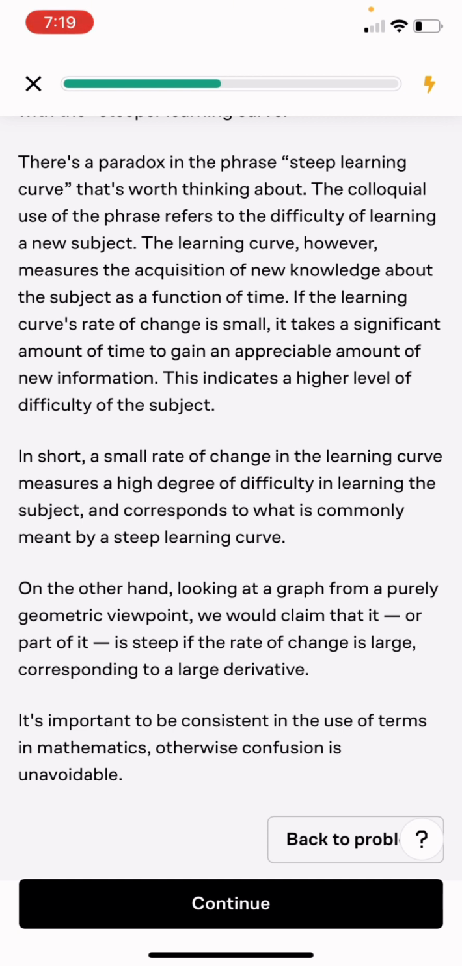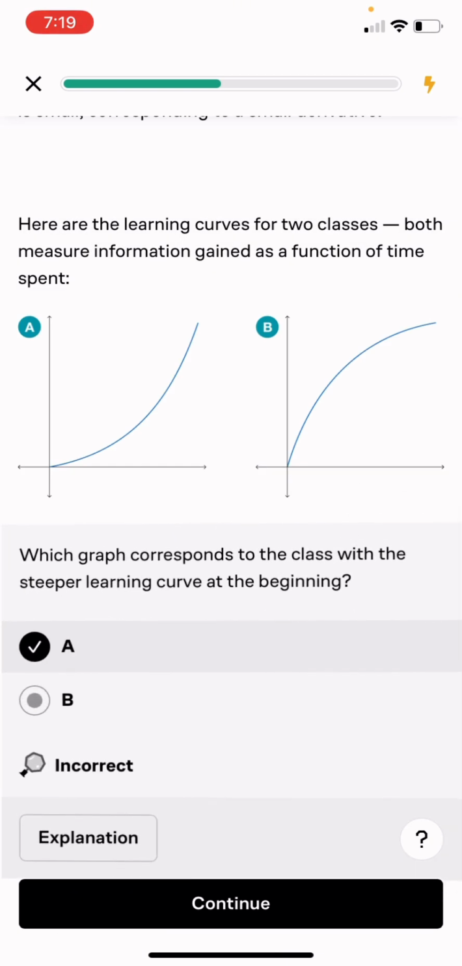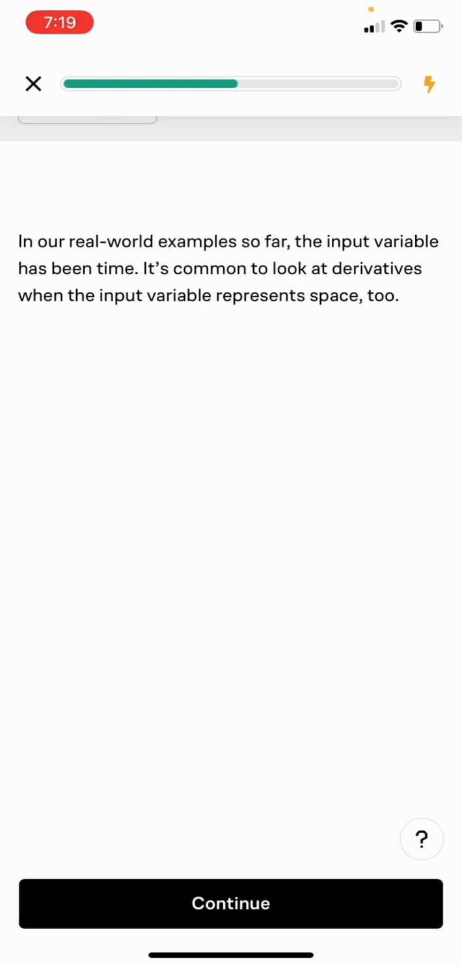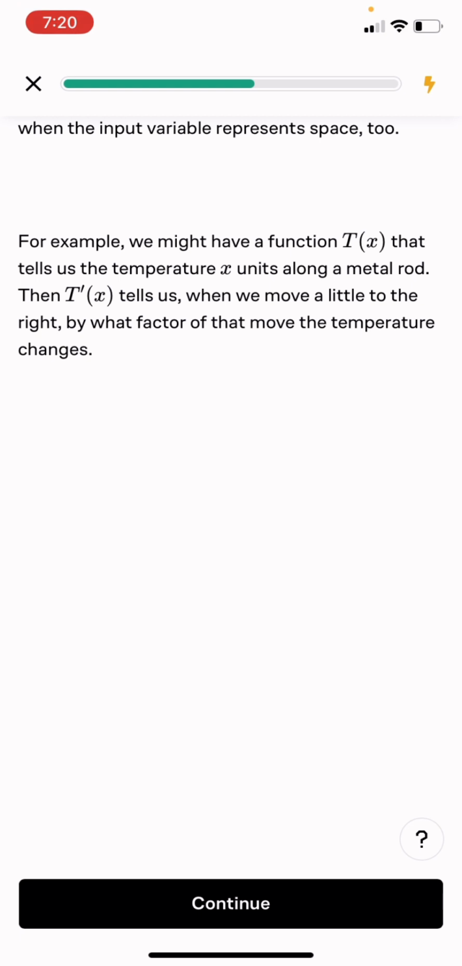In our real world examples so far, the input variable has been time. It's common to look at derivatives when the input variable represents space too. For example, we might have a function T(x) that tells us the temperature x units along a metal rod. Then T' tells us, when we move a little to the right, by what factor the temperature changes. Suppose we have a rod of length L, and this is the graph of y equals T'(x). What is the coldest point on the rod? Would it be the lowest point?